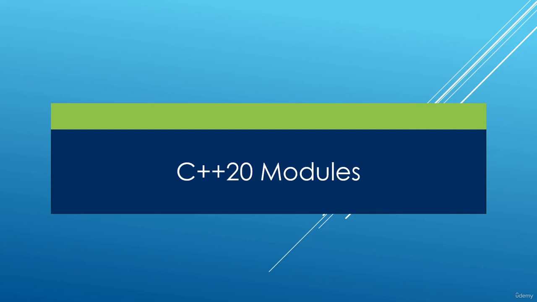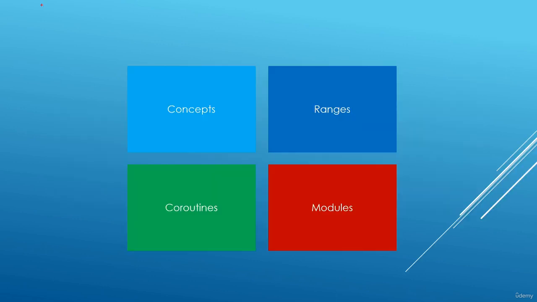I would like to welcome you to this new chapter where we are going to talk about C++20 modules. Modules are the last piece of the puzzle in what we covered in terms of C++20. It is one of the big features in C++20. We have already seen concepts, ranges, and coroutines, and modules are going to be the main topic of this chapter.